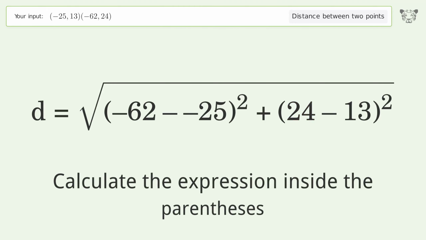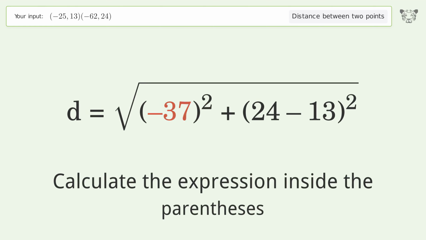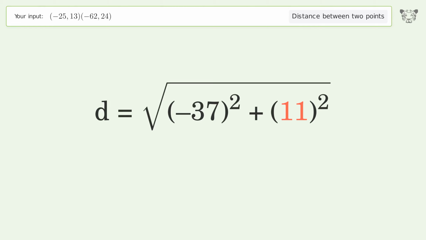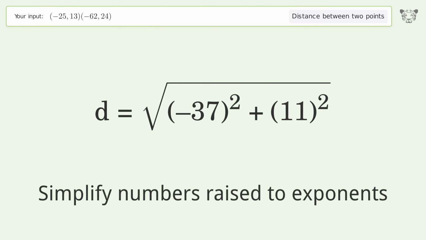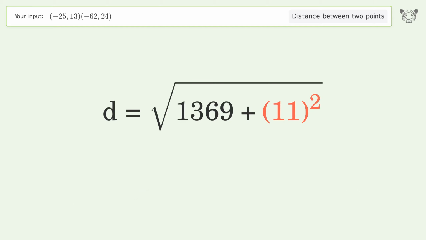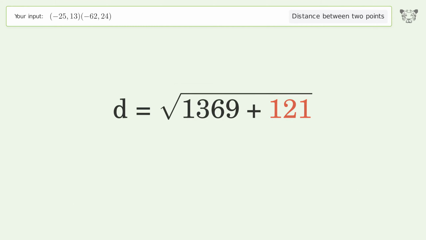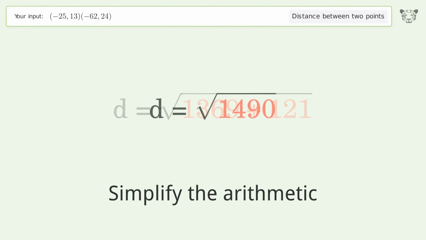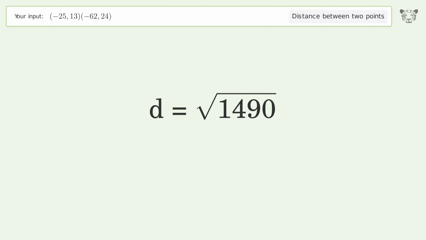Calculate the expression inside the parentheses. Simplify numbers raised to exponents. Simplify the arithmetic. And so the distance between the 2 points is the square root of 1,490, or 38.601.